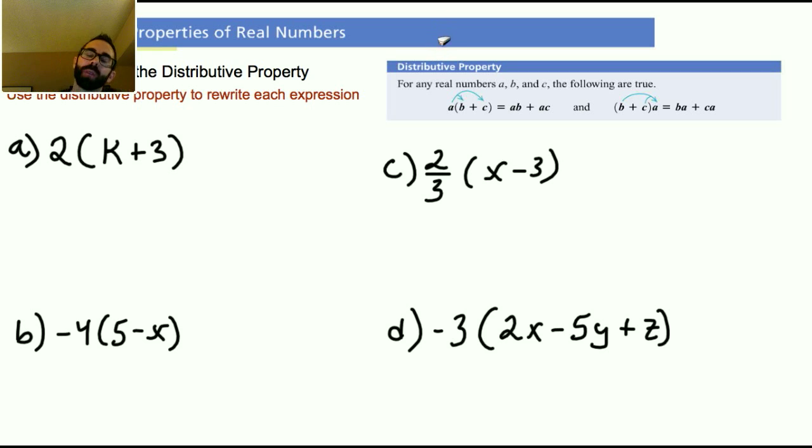All right, what we're going to do right now is cover section 1.4, properties of real numbers, and particularly we're going to be talking about the distributive property. And so the distributive property is represented right here. It's very, very simple.